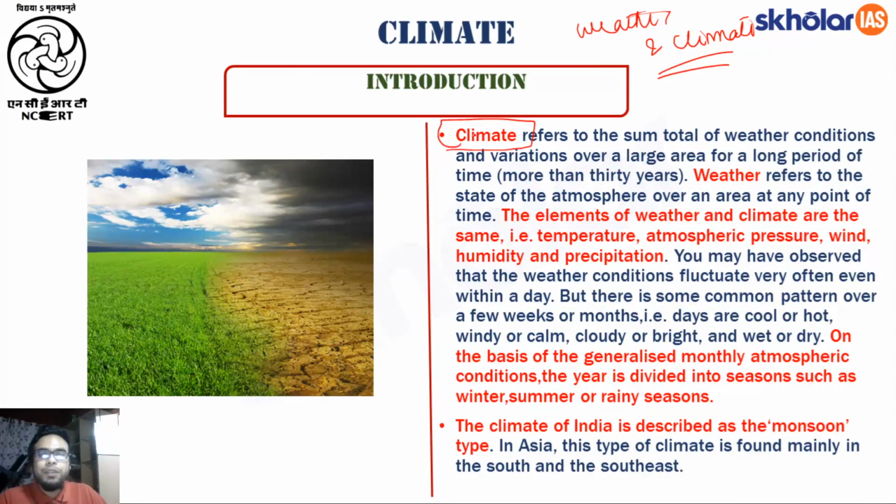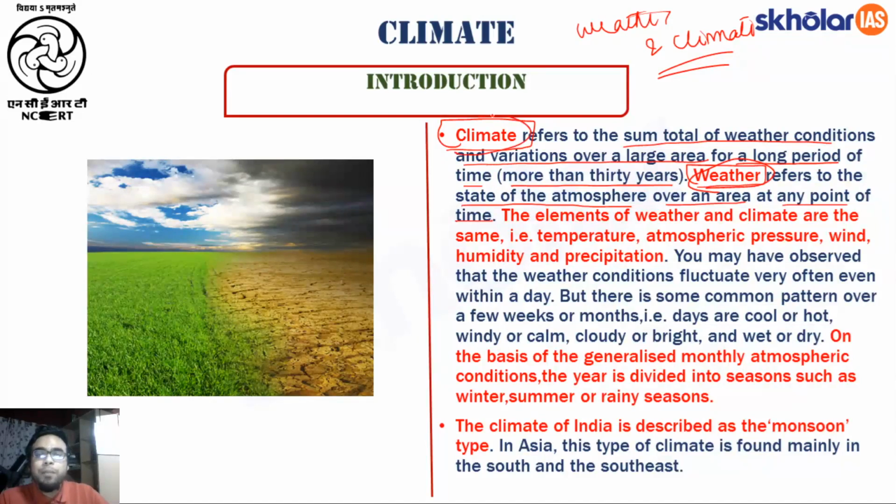So what is climate? Climate refers to the sum total of weather conditions and variations over a large area for a long period of time, about 30 years. Then what is weather? Weather refers to the state of the atmosphere over an area at any point of time. So weather, what can we call this as? A short period, right? Any atmospheric condition over a particular area for a very short period of time. For example, what are the weather conditions during the daytime? What is the weather condition during the night time? We will call this weather.